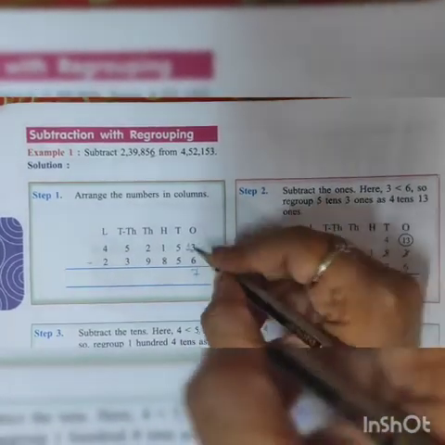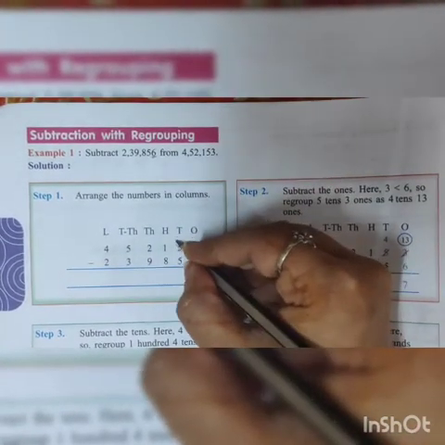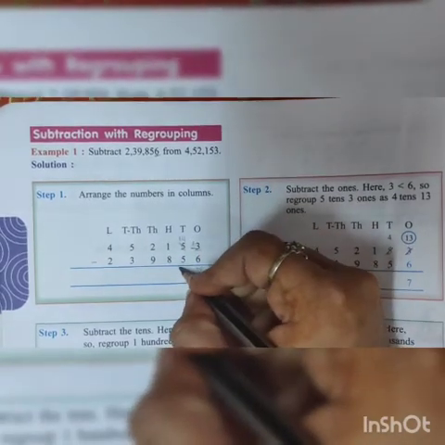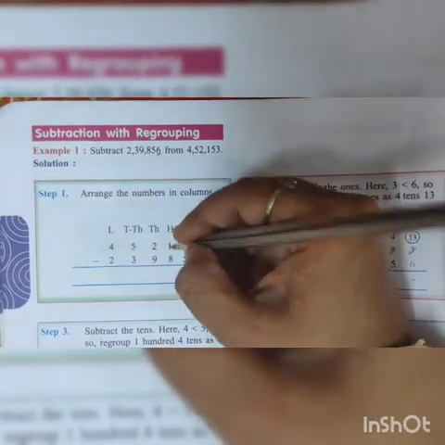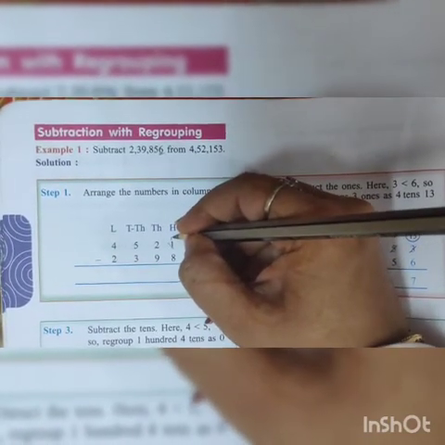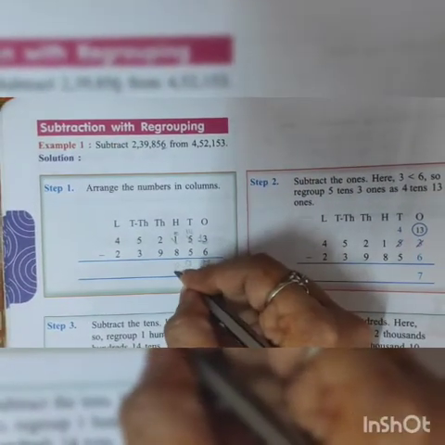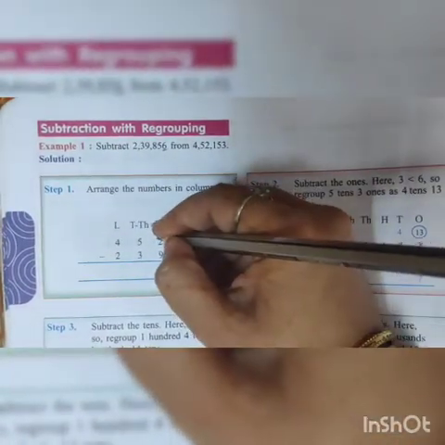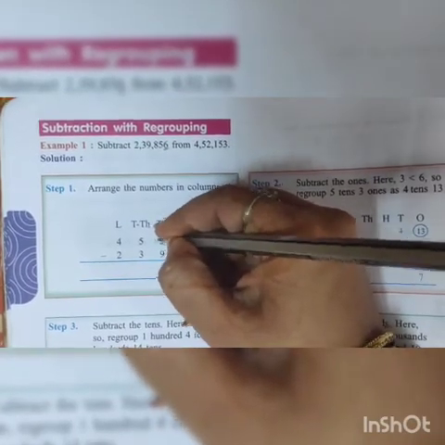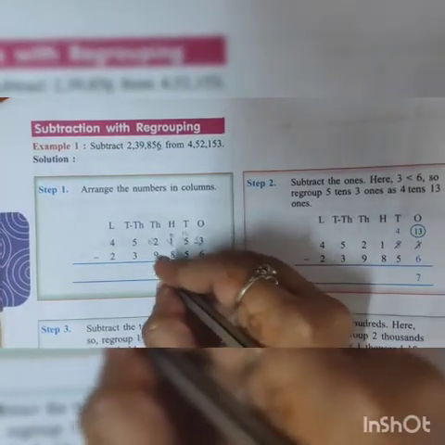Now what we will do, we will reduce 5 to 4, so the next becomes 14. Now 14 minus 5 is 9. Next, again we have to reduce this to 10. So 10 minus 8 will be 2. Next, again 9 is bigger, so we have to make it 11. 11 minus 9 is 2.